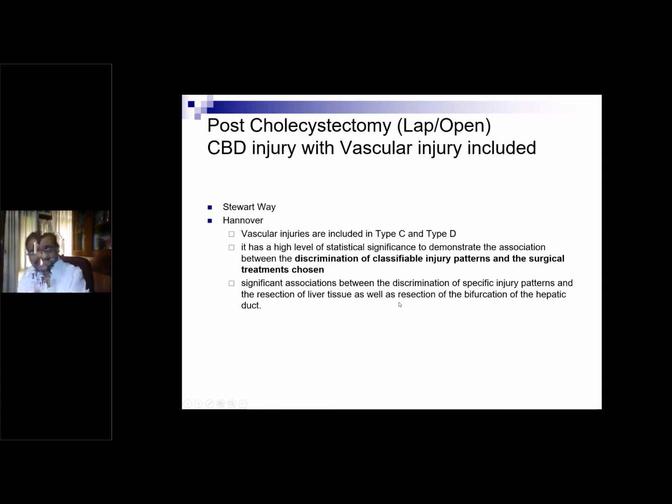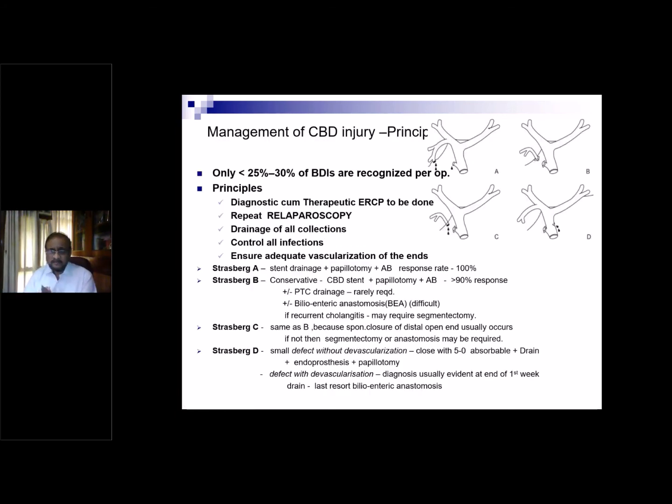Is that clear? Now, coming to the management, and the principles are very, very important. You have a patient with CBD injury, you'd be asked how you're going to manage it. The principles are simple. The first thing you need to know is that 25 to 30% of the bile duct injuries are recognized peroperatively. When you do it, you recognize that I have done something wrong. Either I've cut the CBD or I've done something else, right? But only 1/4. 3/4 are missed and they are diagnosed post-operatively.